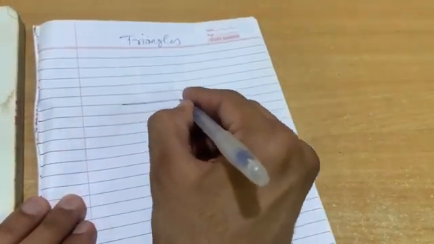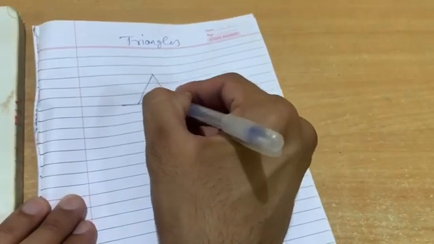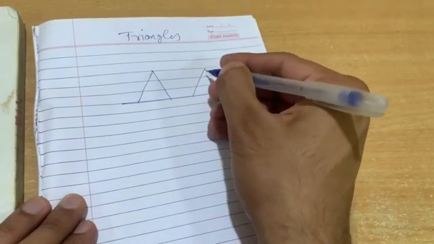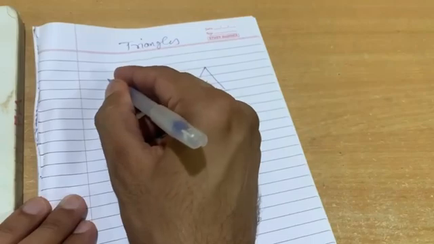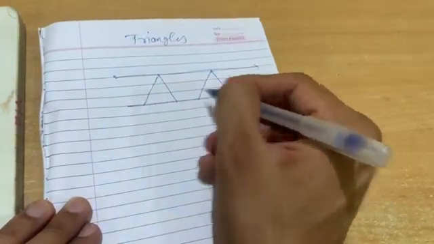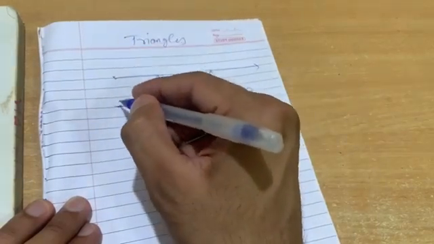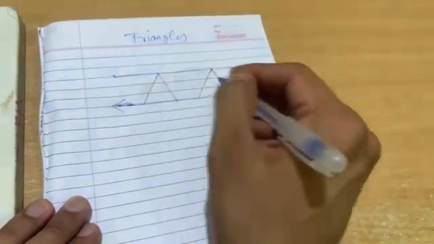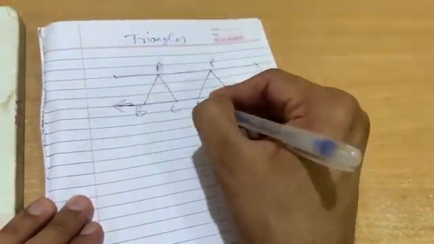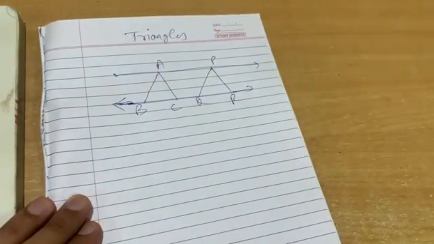Before we go to the theorem, you have to understand one concept. For example, this is a line. This is a triangle, and let's say this is also a line, and this is one more line here. These are parallel to each other. For example, the triangles ABC and PQR, two triangles.